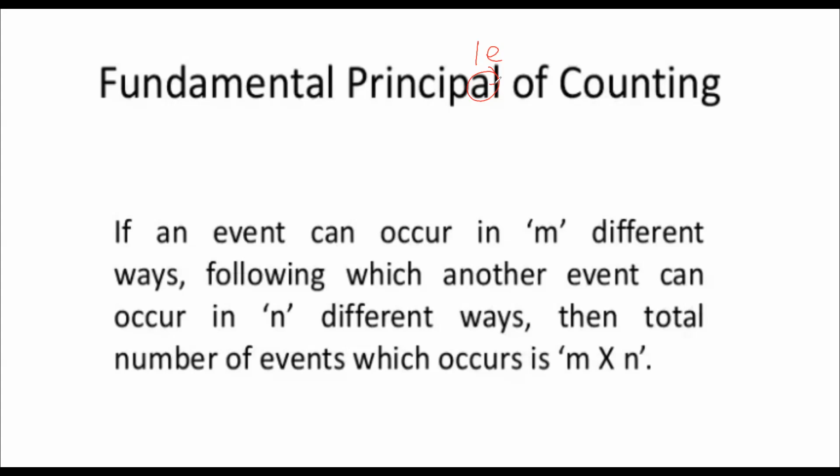Sorry about that. So here it's saying that if an event can occur in m different ways, following which another event can occur in n different ways, then the total number of events which occur is m multiplied by n. And when you hear about an event, sometimes you want to know what that is, but we'll come to that in the next slide.